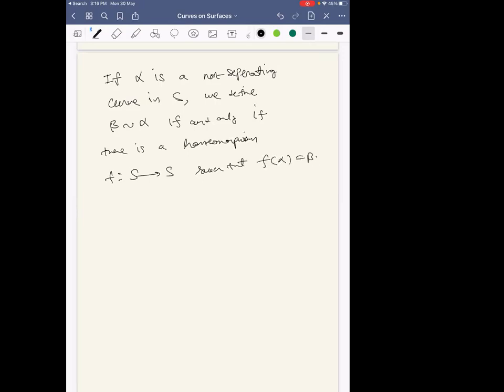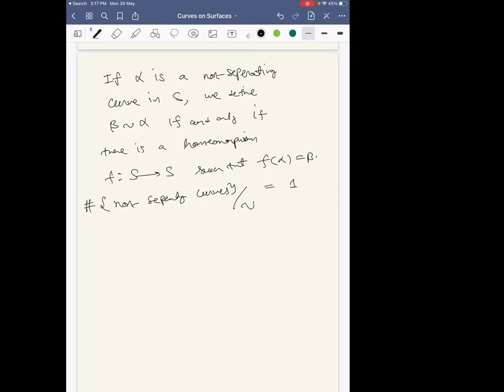So if you look at the set of all non-separating curves up to this equivalence, how many are there? Just one. The cardinality of this set is just one. So there is only one non-separating curve up to homeomorphism.